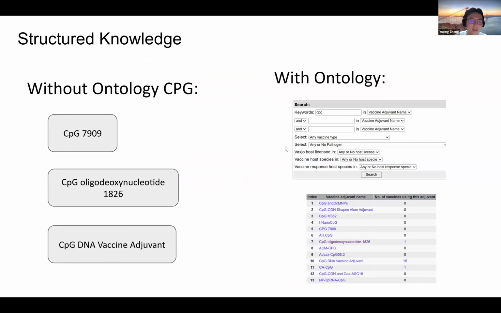And this is a concrete example. Without ontology, we know that CPG has many kinds of variants, but what are those, right? With ontology, we can do a very detailed search or selection within it. On the right corner of this slide, you can see that I typed CPG in the keyword search, and it has many detailed dropdowns. A rough search told us that there are 13 kinds of CPG vaccines, and this could definitely leverage our methodology.